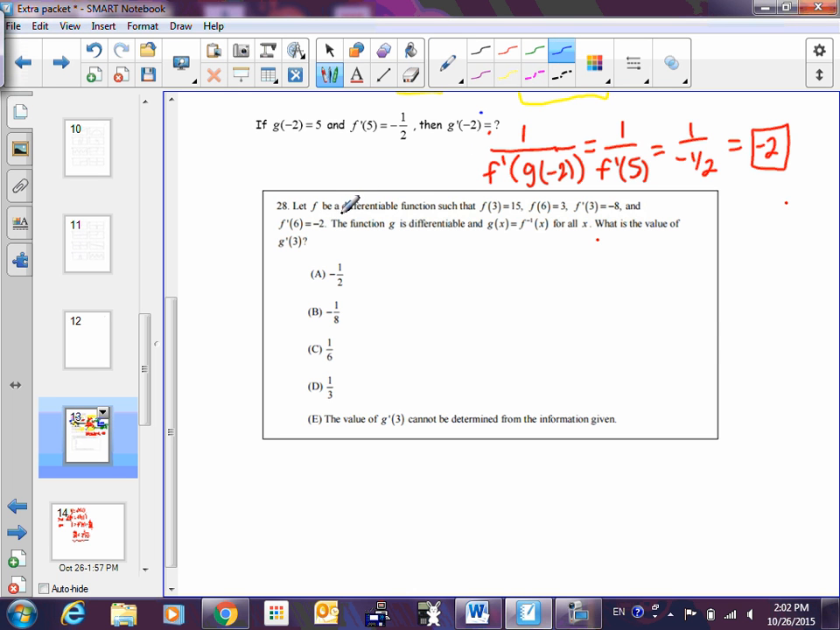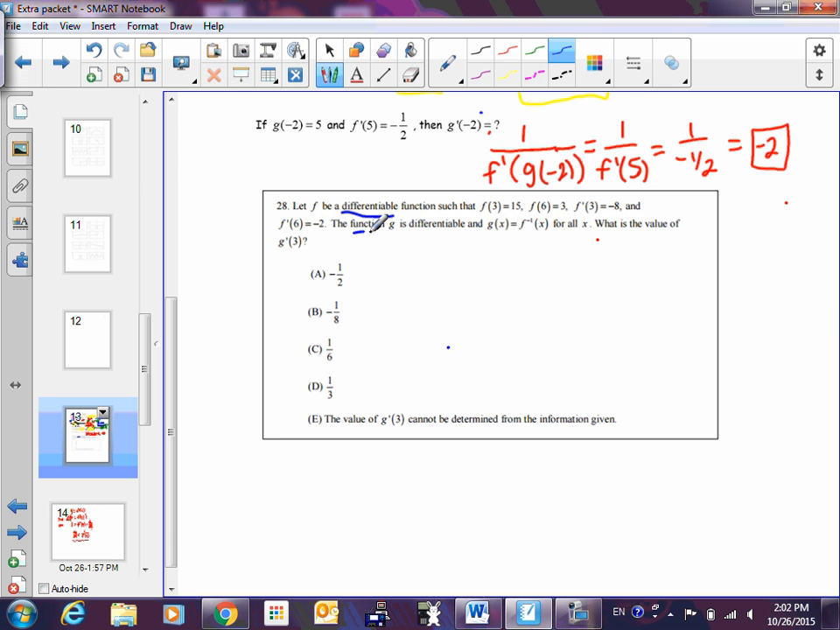By the way, what does it mean when they say differentiable? You can take the derivative. That's all it means. It's just part of the problem, because if we can't take the derivative of f, then I can't really do anything in the problem. So that's in the question stem a lot. And then they give us a lot of information about f: f of 3 is 15, f of 6 is 3, and a couple of f primes.